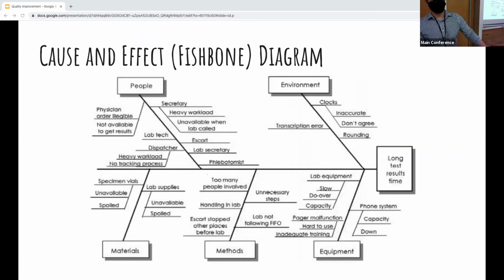First one's the cause and effect diagram. Basically, you look at the effect, and maybe you're concerned about long test results time. And then you start looking at what are all the different causes of that. You look at different components: the environment, the people, the equipment, etc. And then you break down even further. This helps you really understand in granular detail the different components that lead to a specific effect. And through this, hopefully, you can create a hypothesis.